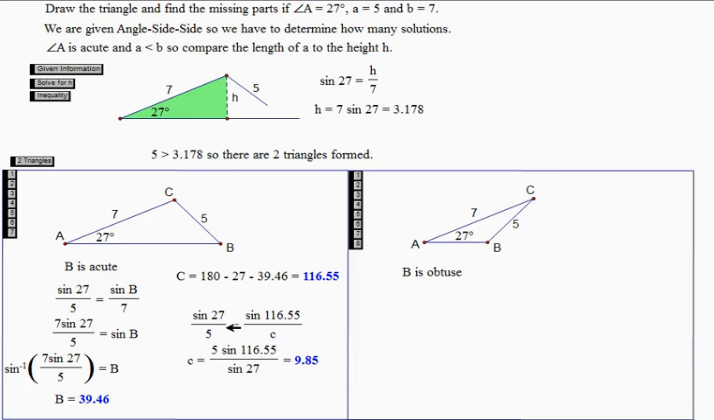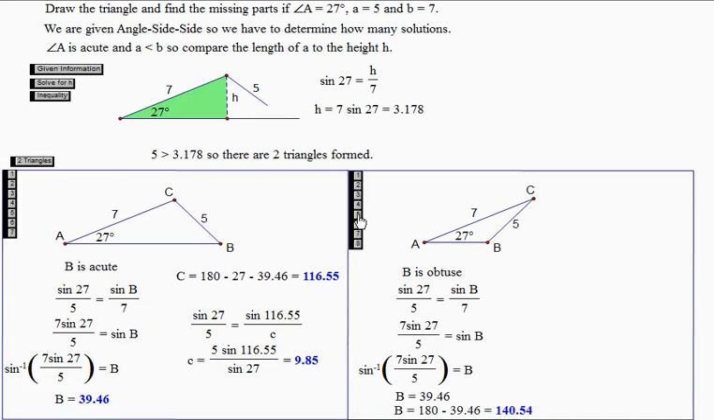And so we solved our first triangle, but we have a whole other triangle to solve when B is obtuse. Well, what we need to notice here when we have two solutions is we would set this up the same way. Sine of 27 over 5 equals sine of B over 7. We get the same thing, and we get to this 39.46. Well, that can't be right because B has to be obtuse.